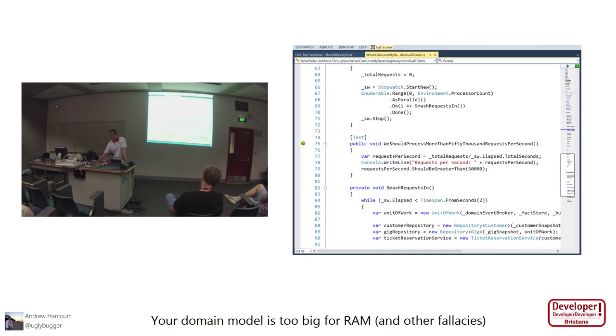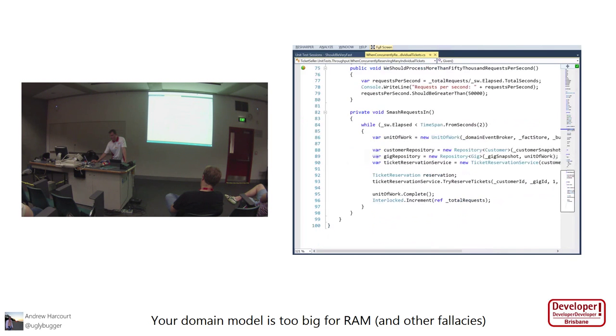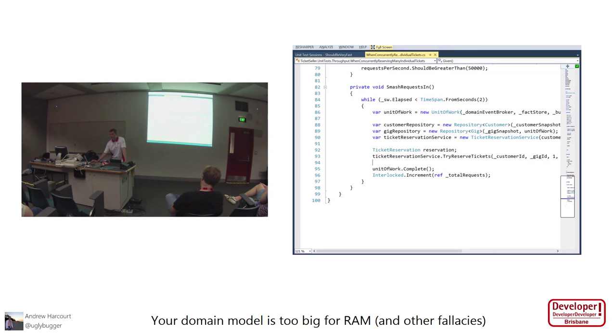So basically what I want to do then is smash in a bunch of requests. Every single unit of work, because I'm mirroring what we would do in an actual unit of work here, who knows what a unit of work is? Anyone not quite sure? If you're not quite sure, think about it pretty much as a transaction. It's not quite, but it's close enough.